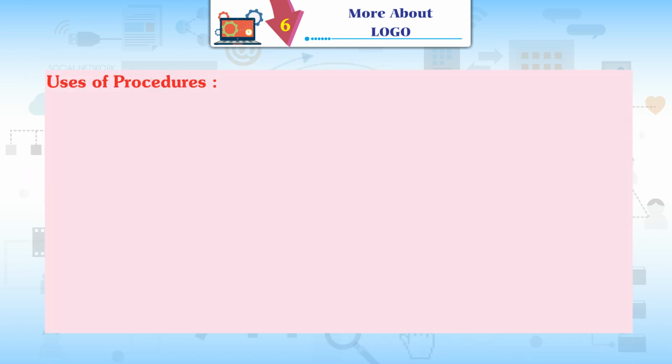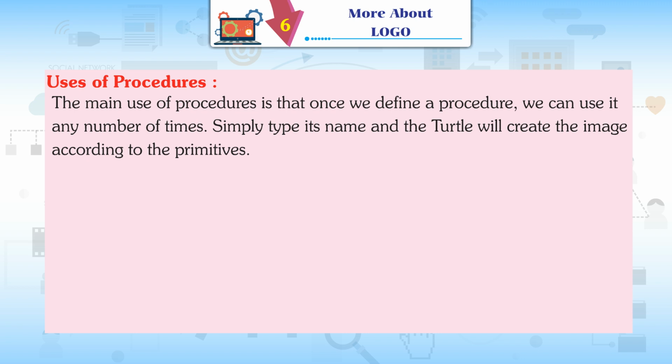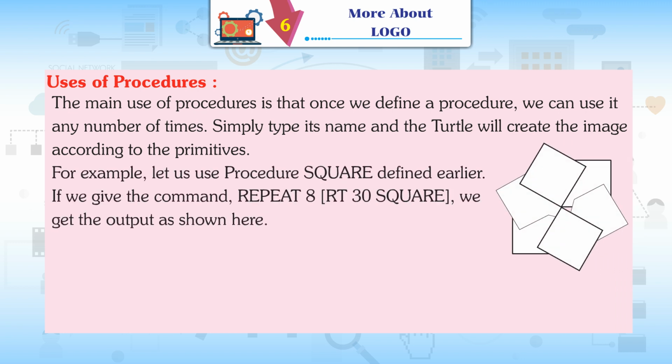Uses of procedure. The main use of procedures is that once we define a procedure, we can use it any number of times. Simply type its name and the turtle will create the image according to the primitives. For example, let us use the procedure SQUARE defined earlier. If we give the command REPEAT 8 [RT 30 SQUARE], we get the output as shown here.